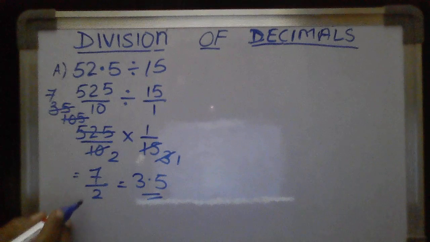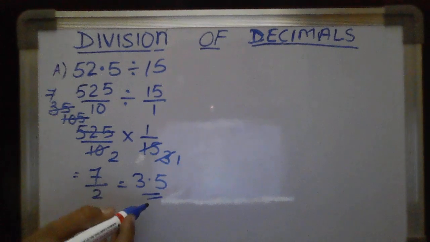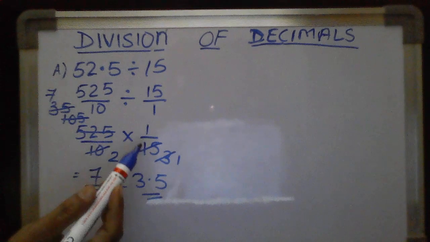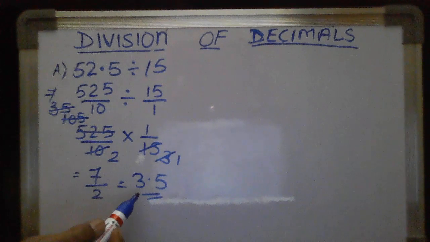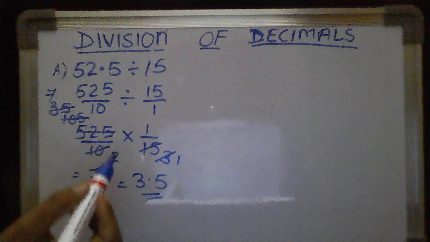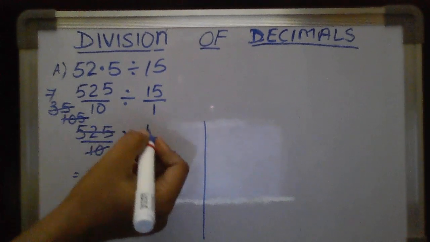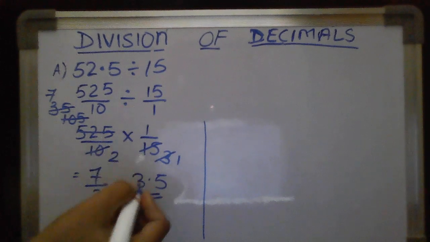Okay. You cannot leave it as fraction. You have to convert into decimal number. So this is one method where I have simplified it here and converted into a decimal number. But there is another way where you can multiply the numbers and then simplify it.